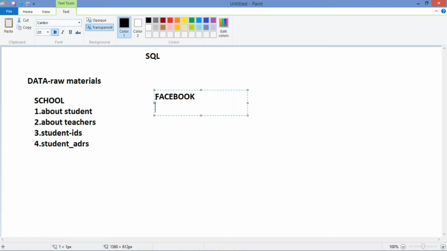So how does Facebook store their data? What are the categories there? The categories they are having is user ID, right? First category is user ID, that each and every user is having different IDs. After that, what is the user having? The user is having different profiles. Sorry, only one profile, right?